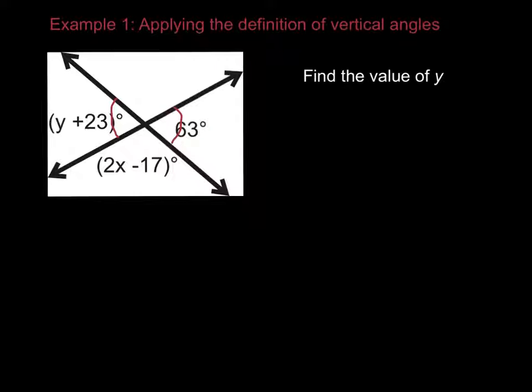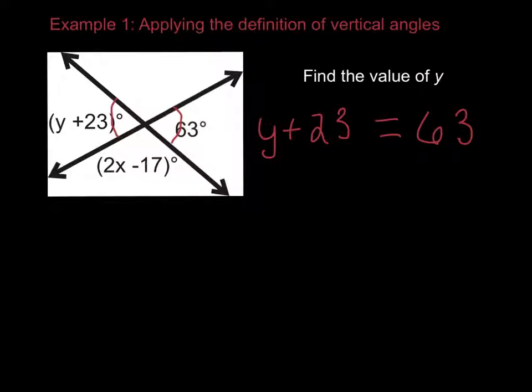We do have another pair of vertical angles, the unmarked angle at the top. That angle is going to be vertical to the angle at the bottom, but we're not using those right now because we don't have enough information using only vertical angles to solve for x. All right, so if we know that these angles are congruent, that means they have the same measure. So the angle on the left, which is y plus 23 degrees, must be equal to 63 degrees.